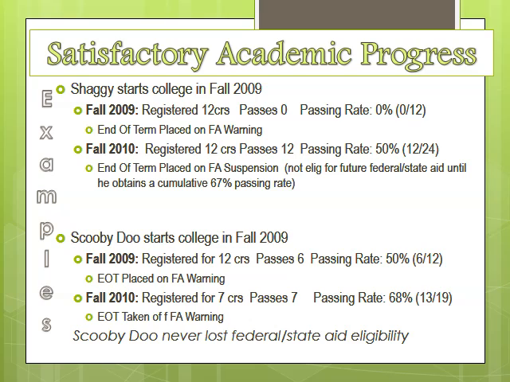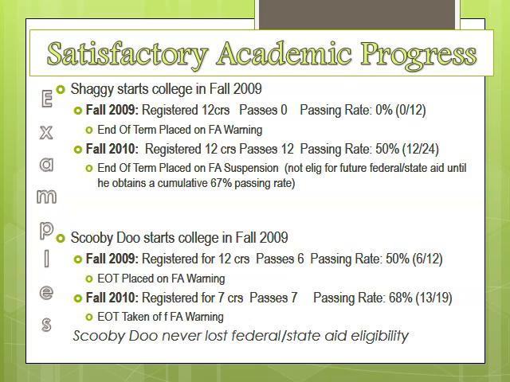For example, Shaggy starts college in fall of 2009. He registers for 12 credits and he passes none of them. His passing rate would be 0% because 0 divided by 12 is 0. So Shaggy's going to be placed on financial aid warning at the end of that term.